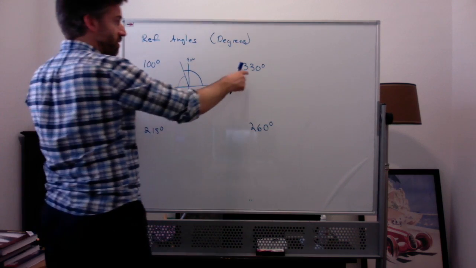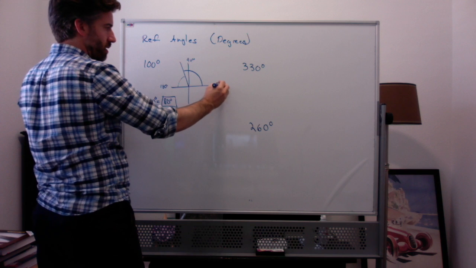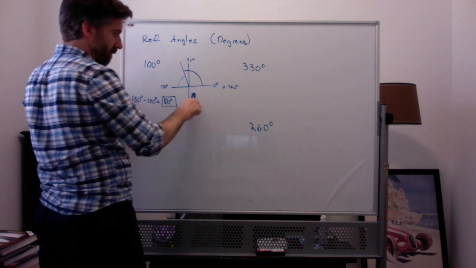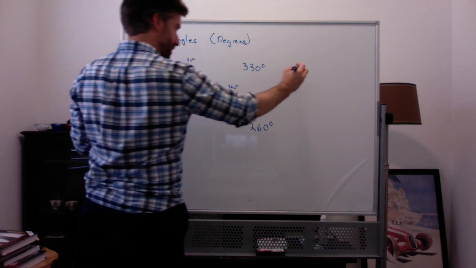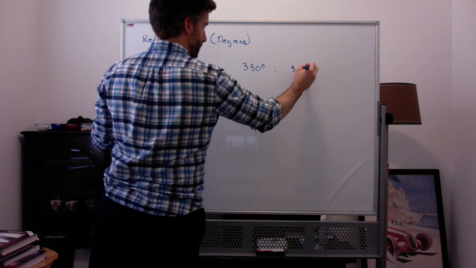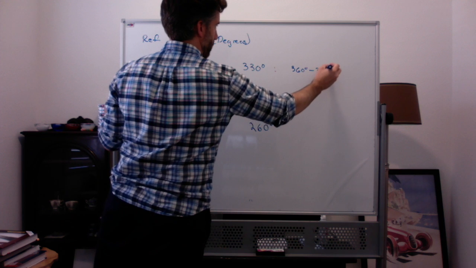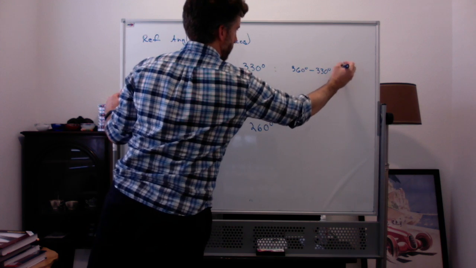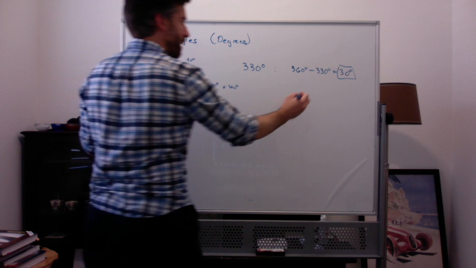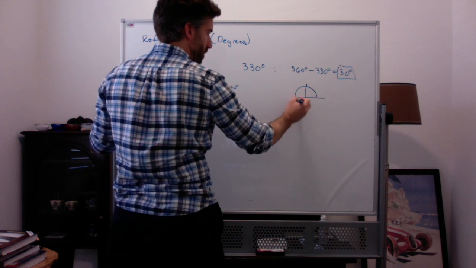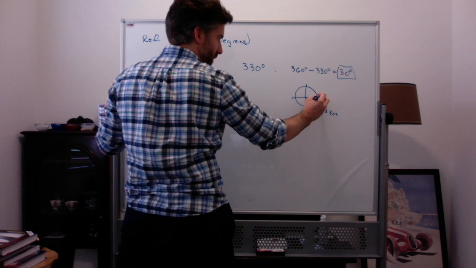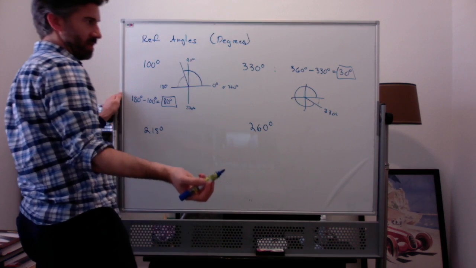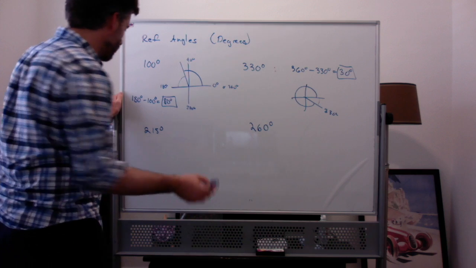For 330 degrees, I can see that 330 degrees is in quadrant 4. So I need to figure out how far to go to get to 360. So it's going to be 360 degrees minus 330 degrees. It's going to give me a 30 degree reference angle. Because again, if I go 330, I'm looking for how much is left to get me to 360. And that's obviously 30 more degrees.